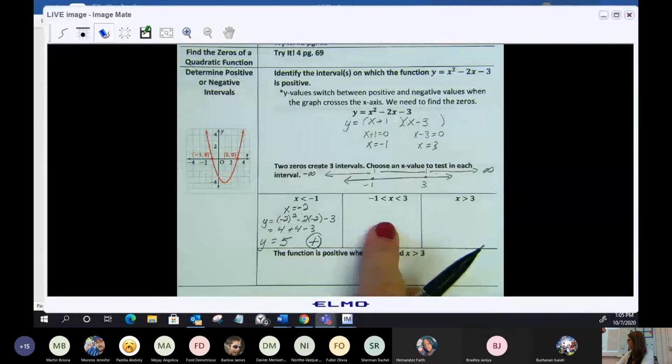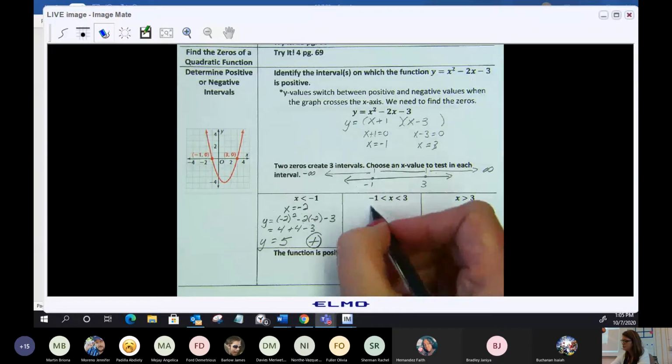Now let's check the second interval. This one's the super simple one. I like it. 0 is between -1 and 3. Makes things really easy.